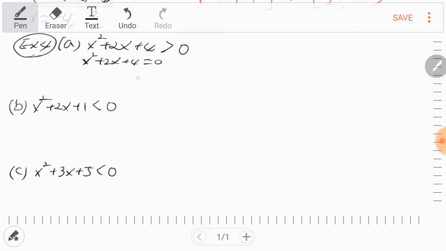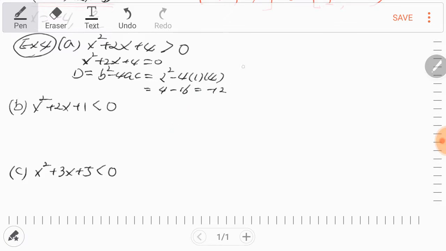Well, can you find the x-intercept? In this case, it is hard to find the x-intercept. So why don't we use the discriminant? The discriminant is b squared minus 4ac. So b squared is 2 squared minus 4ac. Then this is equal to 4 minus 16, so that is negative 12. The discriminant is negative 12.